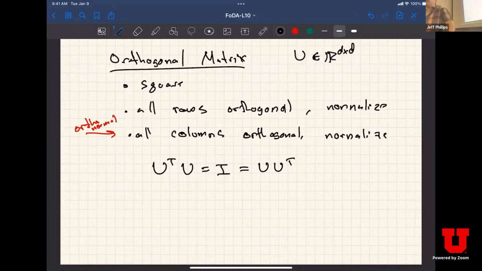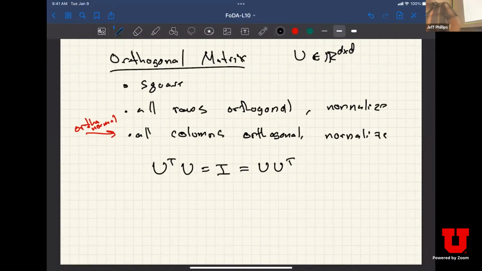Yep. So if all the rows were orthogonal but not the columns, would that also be orthogonal? You'd say that's the transpose of an orthonormal matrix. Typically, these are details in the terminology.